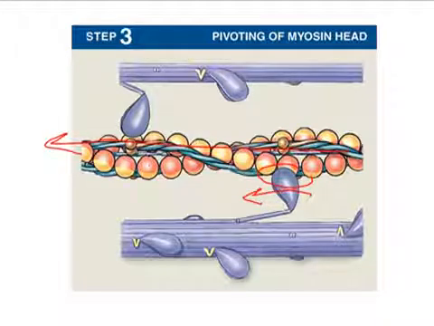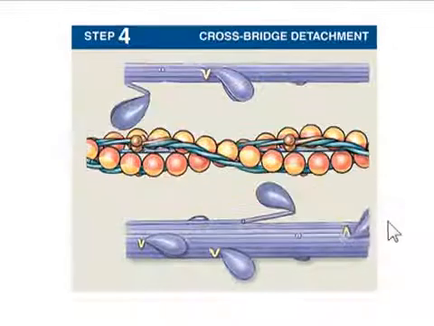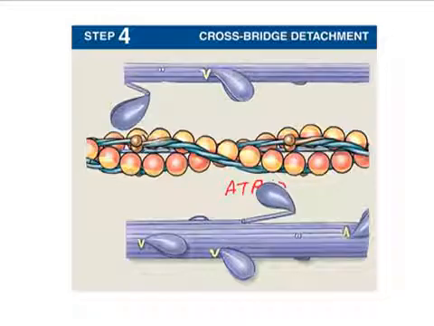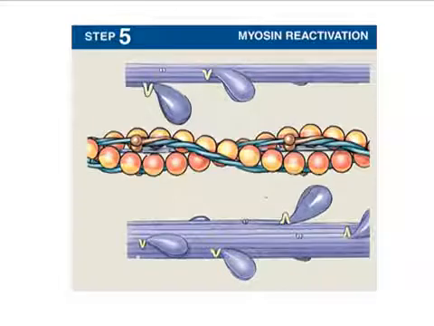This action is called the power stroke, and this is what causes the Z lines to be pulled inward during a muscle contraction. After the crossbridge head has pivoted and pulled on actin, it can only be released and detached when ATP binds to the head. It is the binding of ATP and the hydrolysis of that ATP molecule that allows the myosin molecule to lay back down and the head portion be reset.